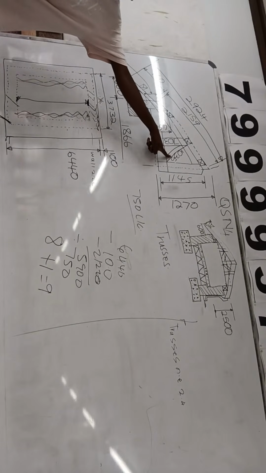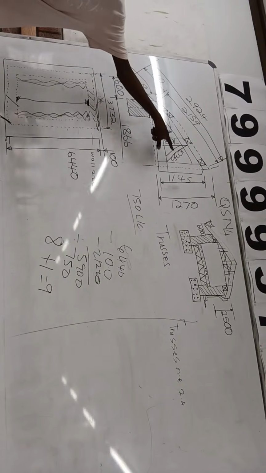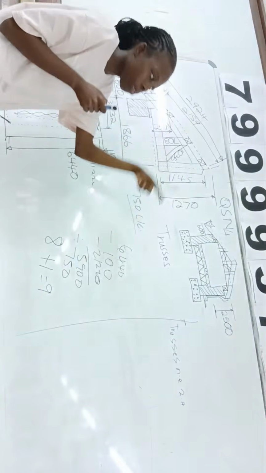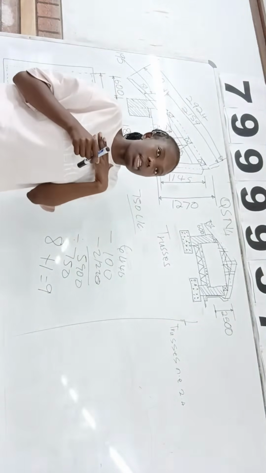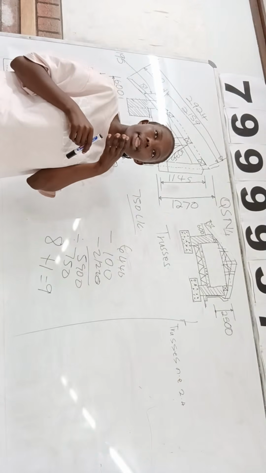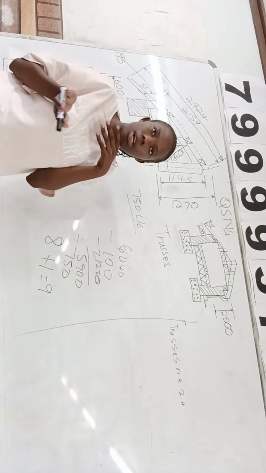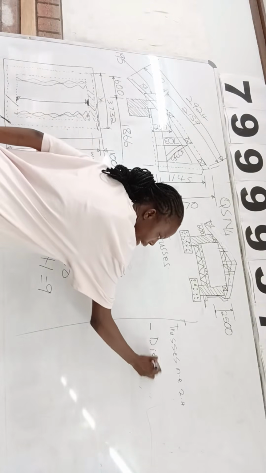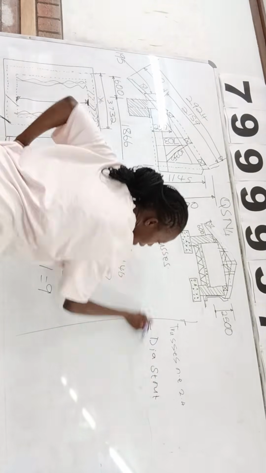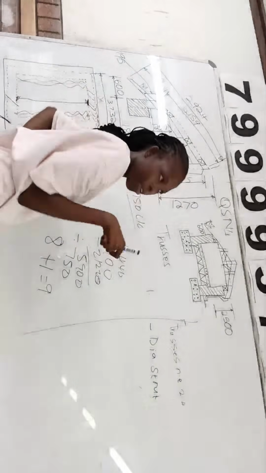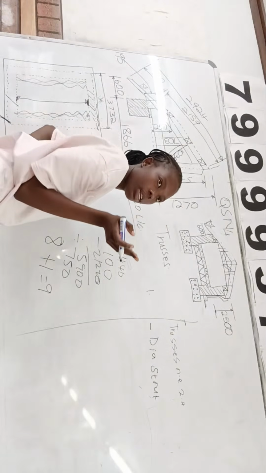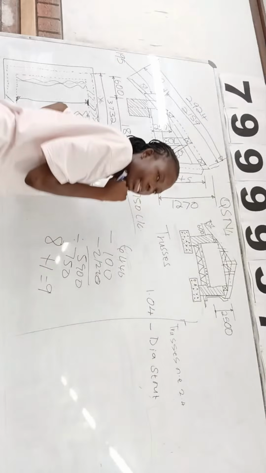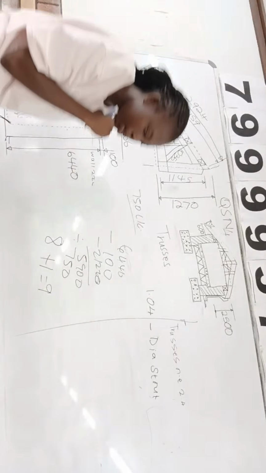Diagonal strut. So if this is a diagonal strut, it's 1035. Does it fall under not exceeding 2.4? 2.4 is 2,400, so 1,000 is not exceeding 2,400. So here you put a dash and say this is a diagonal strut. And then the length, 1035, is about 1040, right? Then you divide by 1,000, it's 1.04. So that is how we do our diagonal strut.